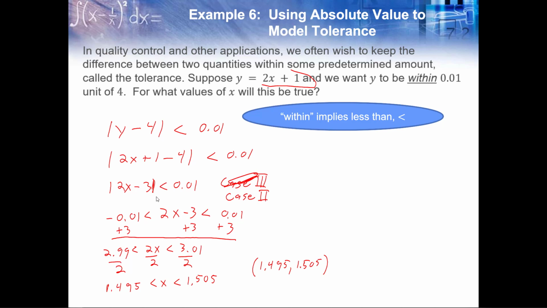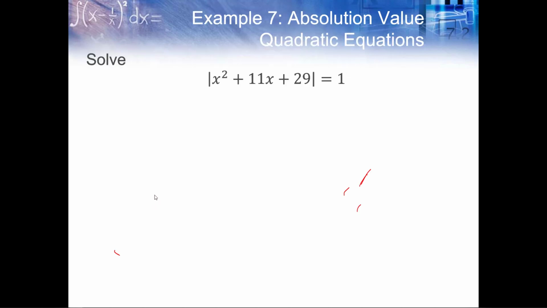We have a few problems left to do, and here is the next one. This one here, we have an absolute value equation which is quadratic. Now notice that this is case 1. Therefore, we are going to have two equations. The first one is x squared plus 11x plus 29 is equal to negative 1, and the other one is x squared plus 11x plus 29 is equal to positive 1.